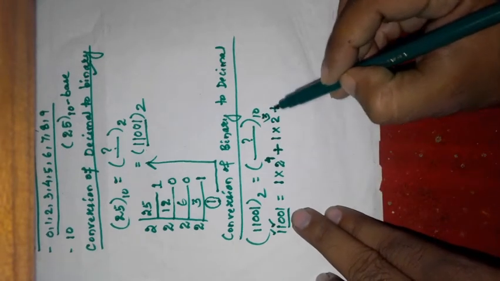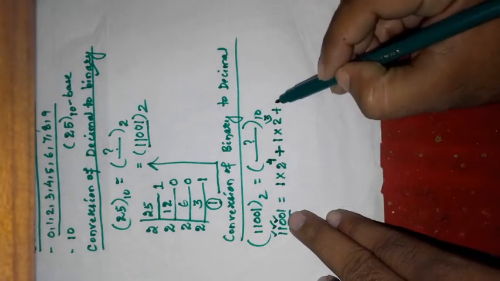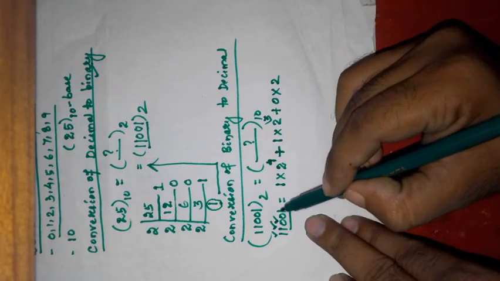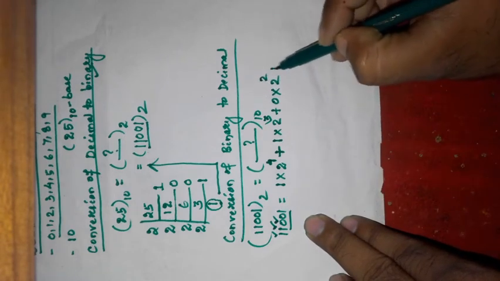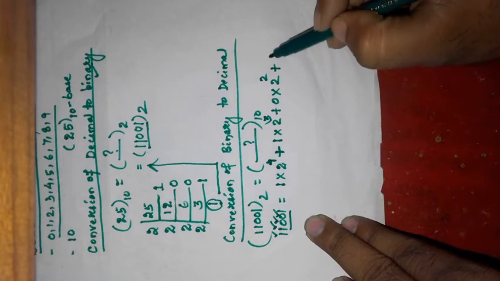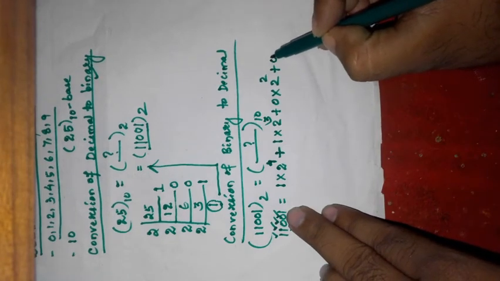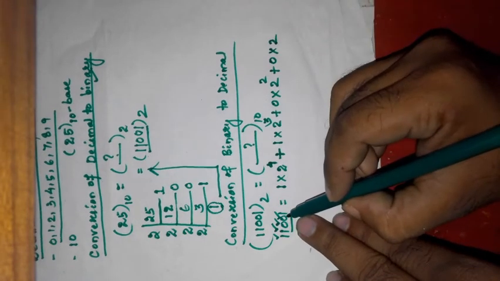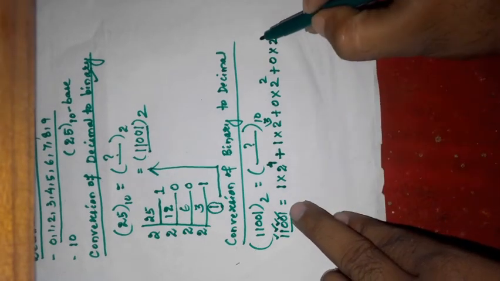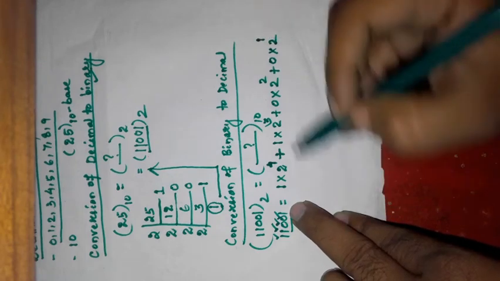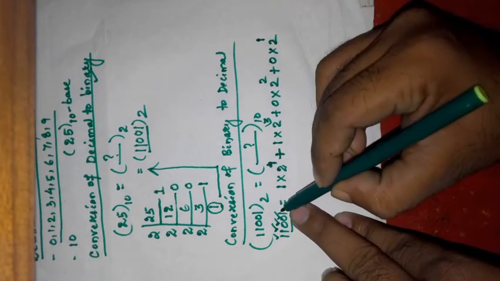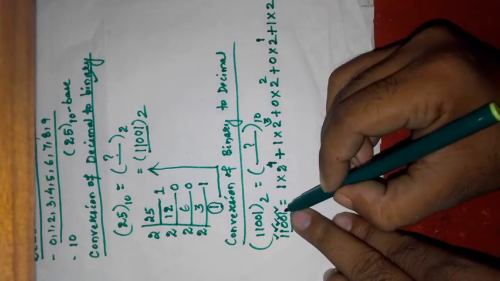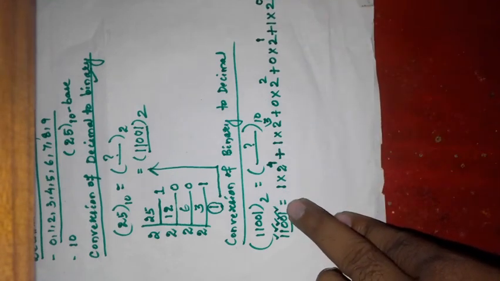Then plus, then the next digit is 0 into 2. Then calculate how many digits are left, 1 2, so the power is 2. Plus. Then the next digit is 0 into 2. How many digits are left? 1. So write 1. Then write the last digit, plus 1 into 2. Then how many digits are left? No digits, so you have to write 0.